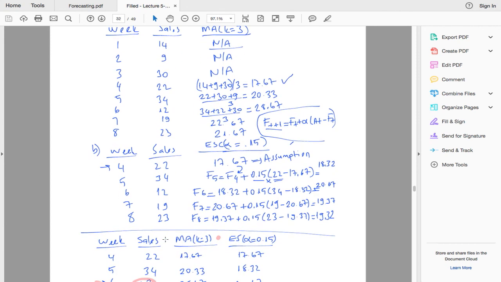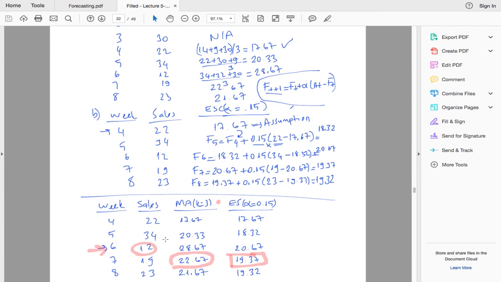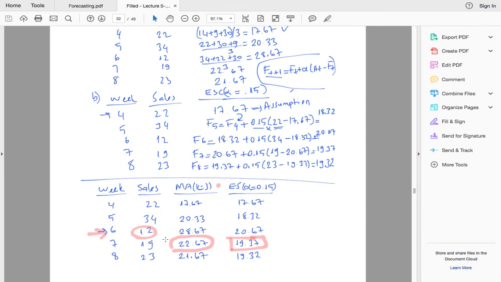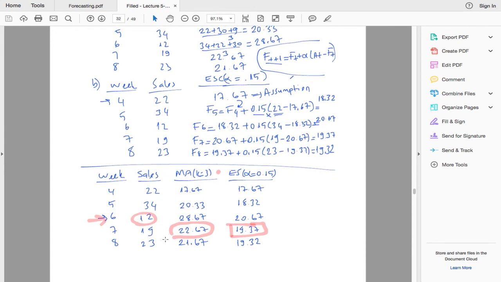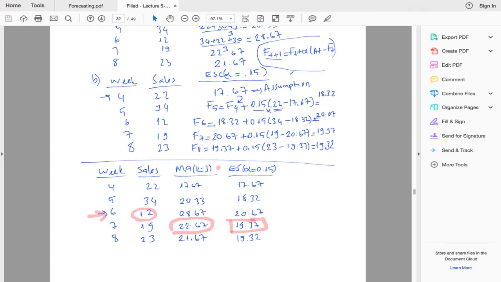So here I had to calculate my error values. These are the forecasts that I made by using moving average with k equal to 3, and these are the forecasts for these weeks I made by using exponential smoothing with alpha value 0.15. Let's keep going.